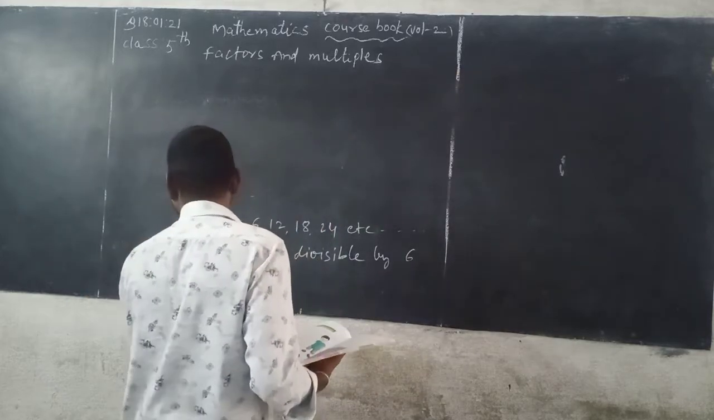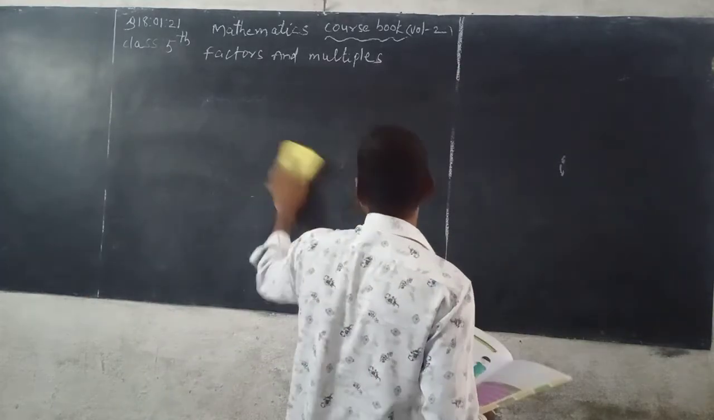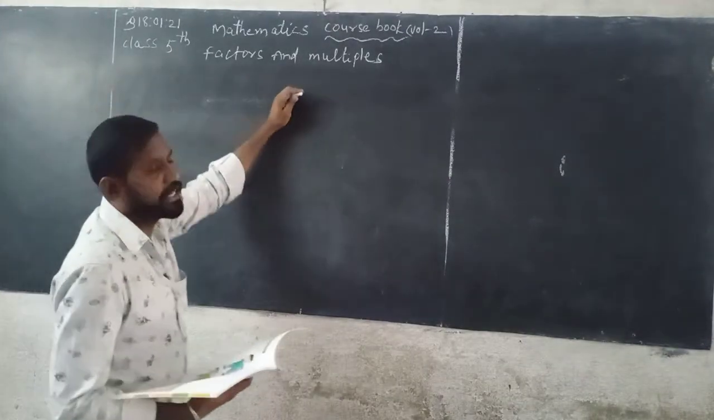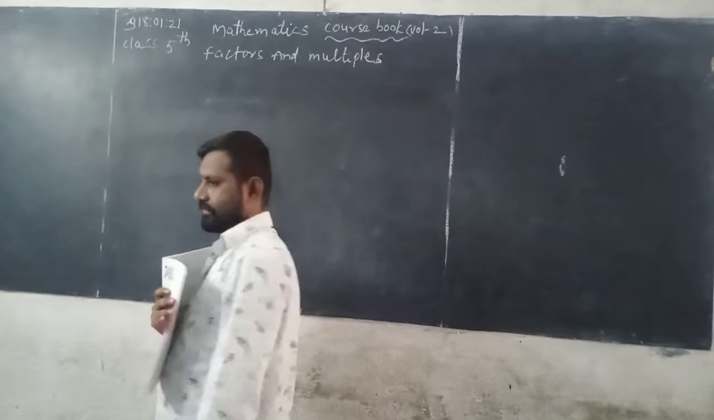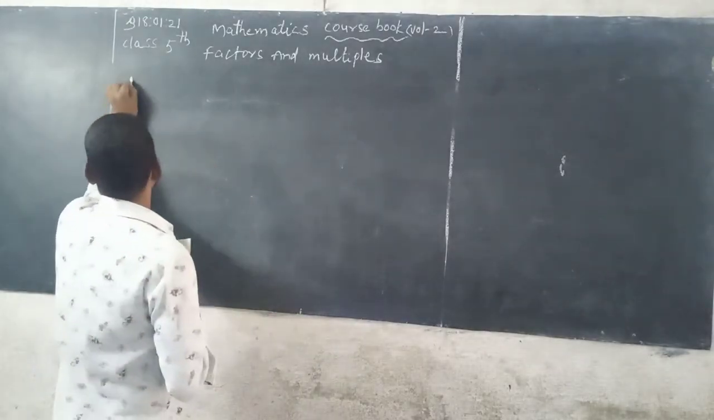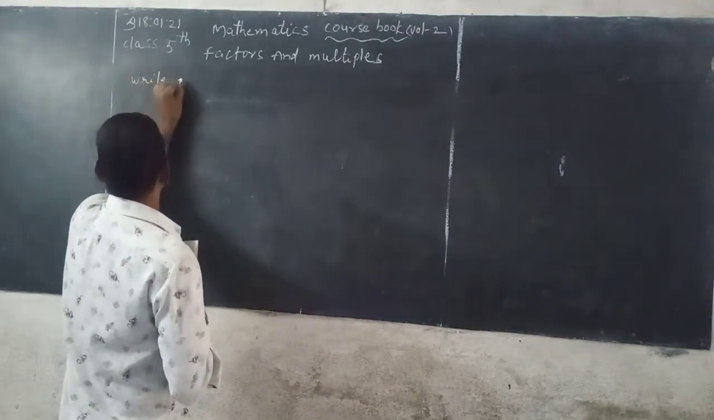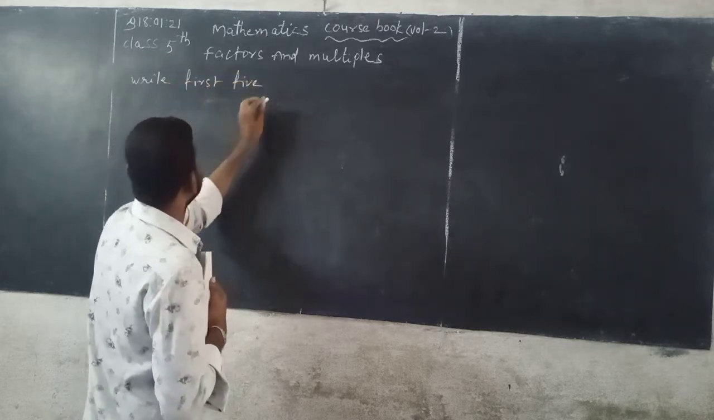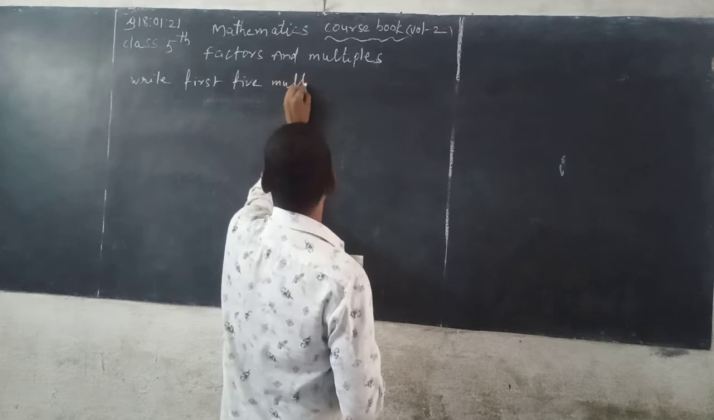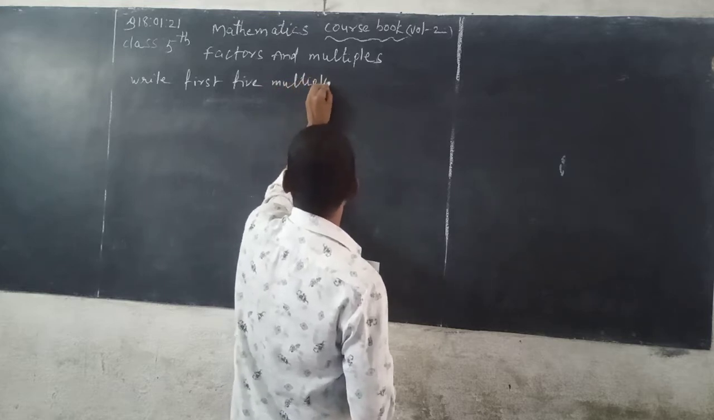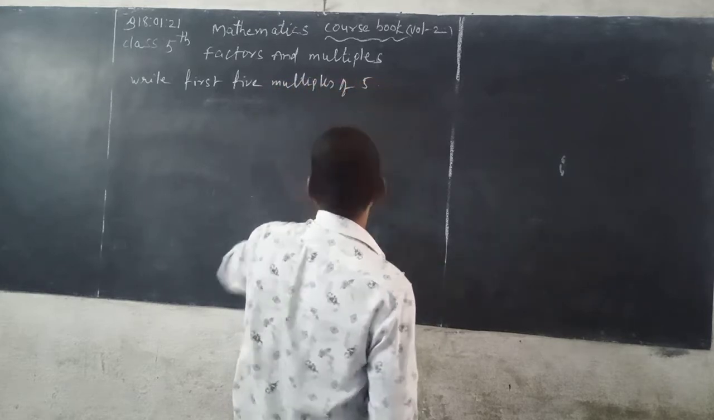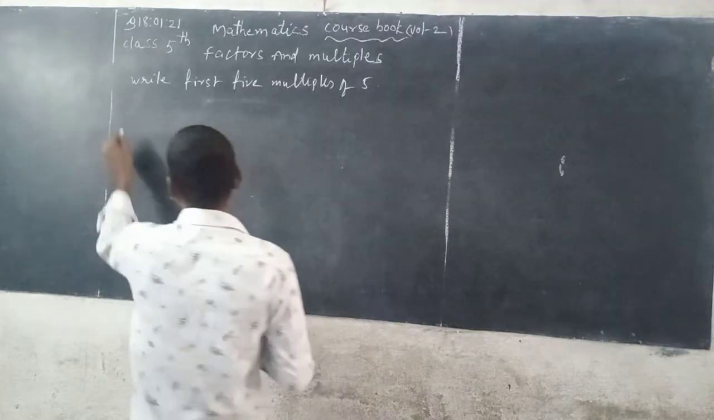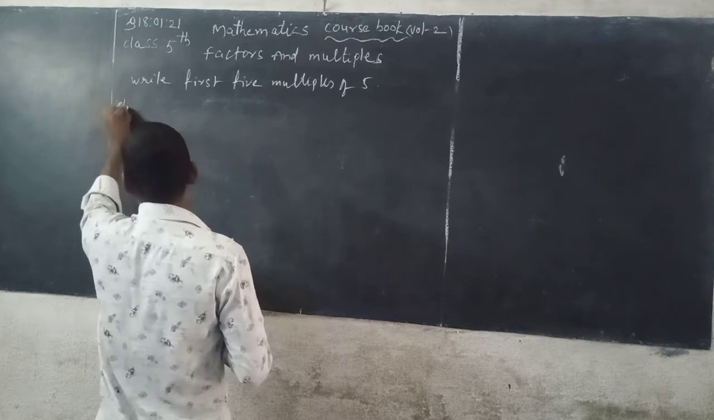Listen carefully. See now, I am taking one example. Write the first 5 multiples of 5.